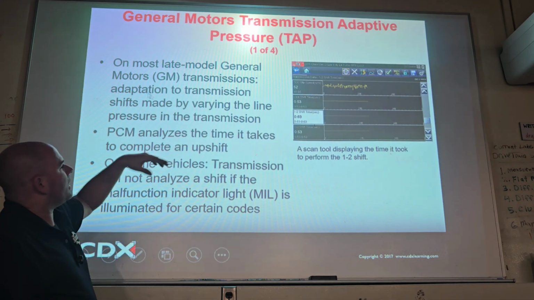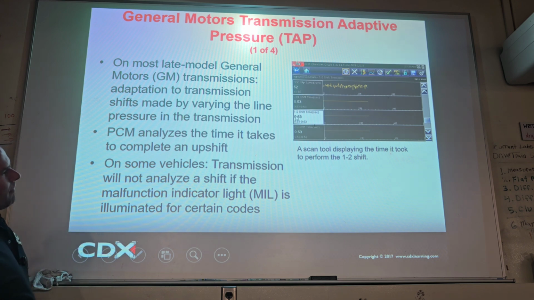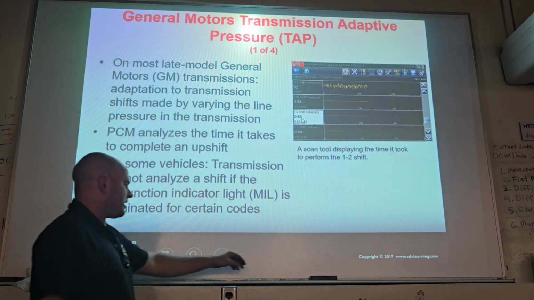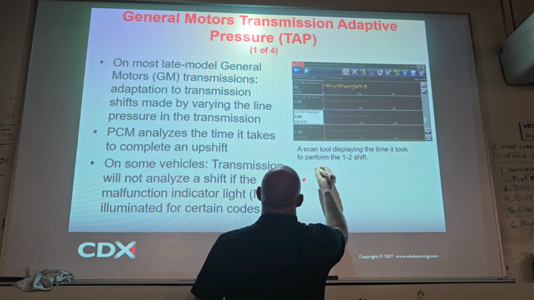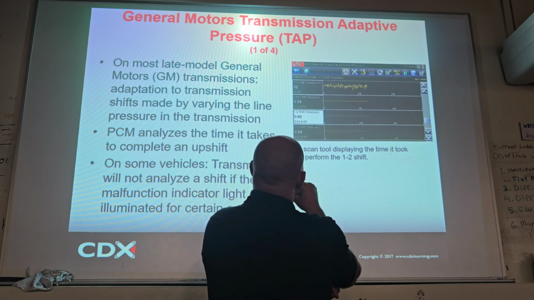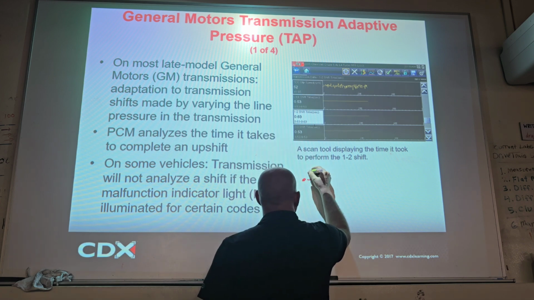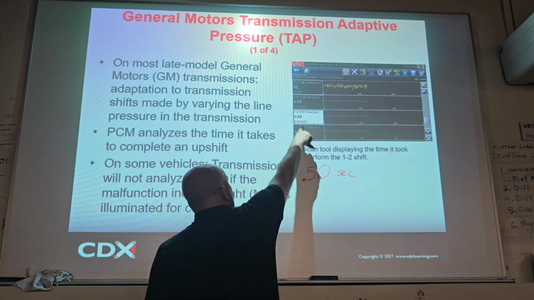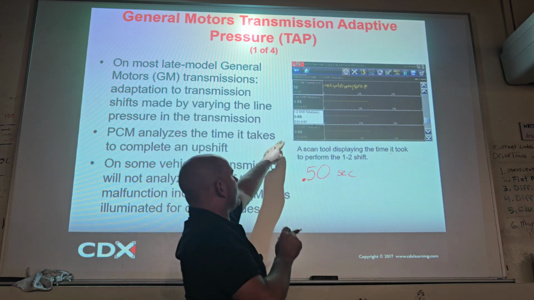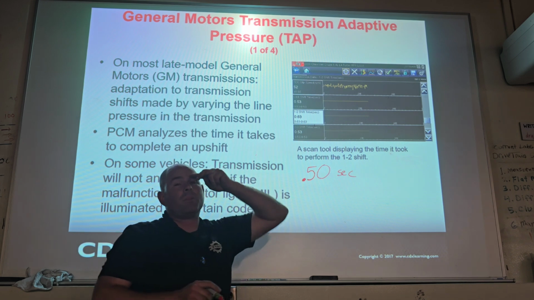And here you can look at some different readings, like your 1-2 shift time. Let's just say the goal is 0.50 seconds, a half a second, right? But the 1-2 shift time here, you can look on the scan tool, is at 0.63. What's up with that shift?